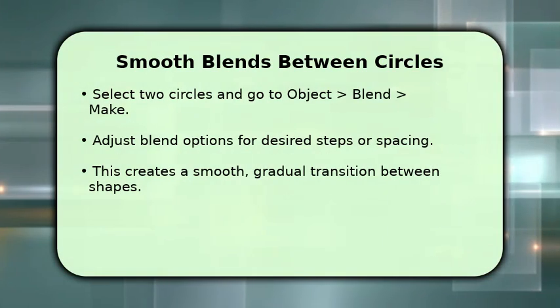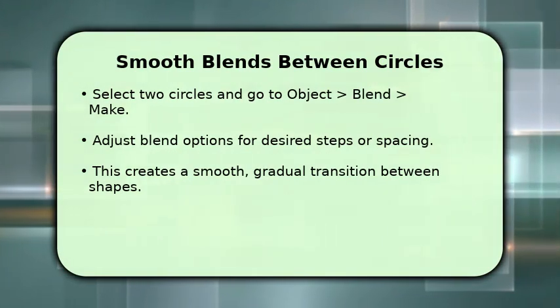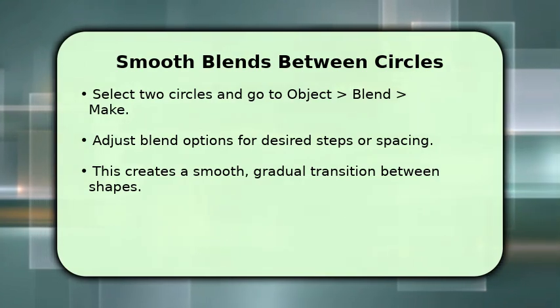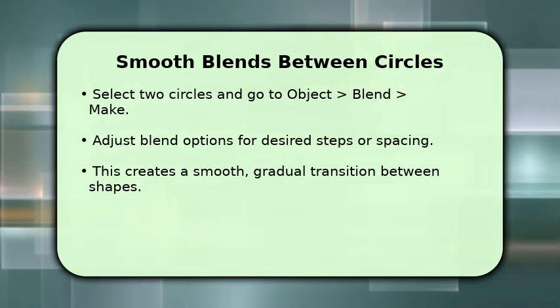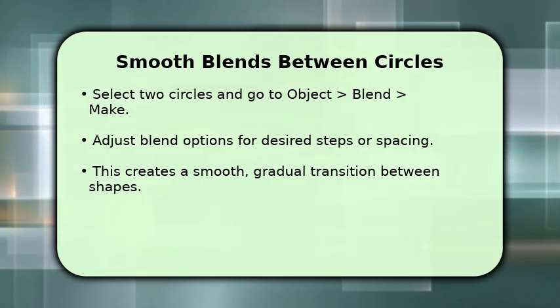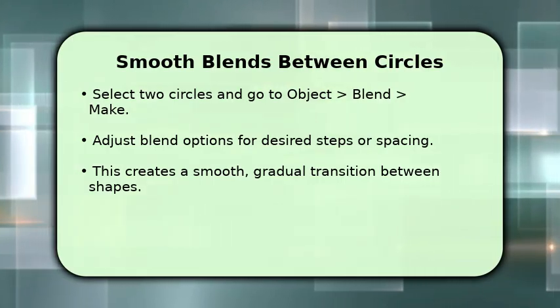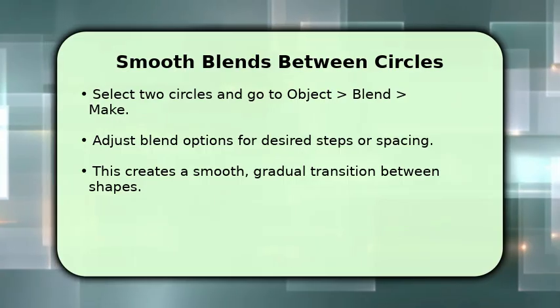If you want a smooth, organic connection, the Blend tool is perfect. Select two circles, then navigate to Object, Blend, and then Make. Illustrator will create a series of intermediate shapes, smoothly transitioning between your two original circles.